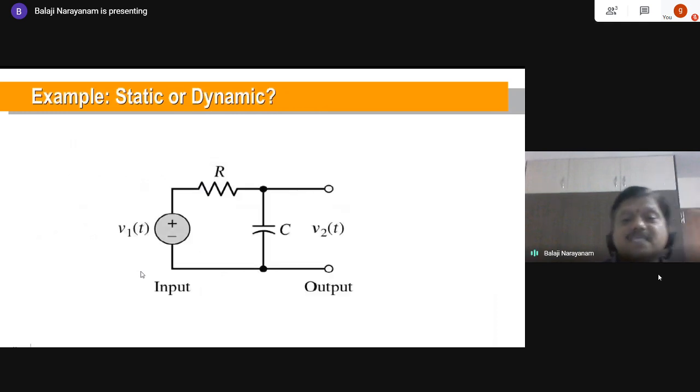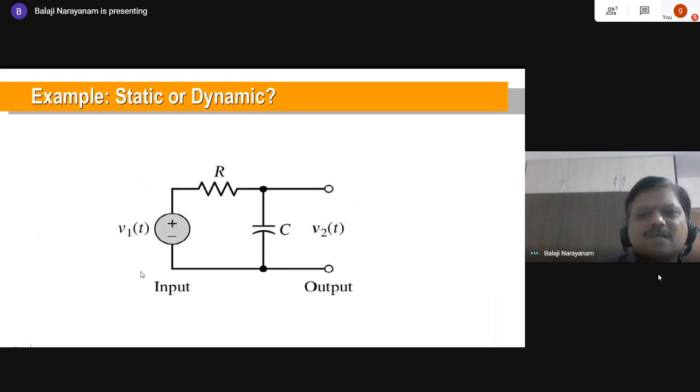And now let us take an example problem. You are given a simple circuit that consists of a voltage source v of t, and you have a resistance and you have a capacitance C. We may readily say this is a dynamic one. Now the question is, why is it dynamic? Do remember the case, memoryless or memory based.